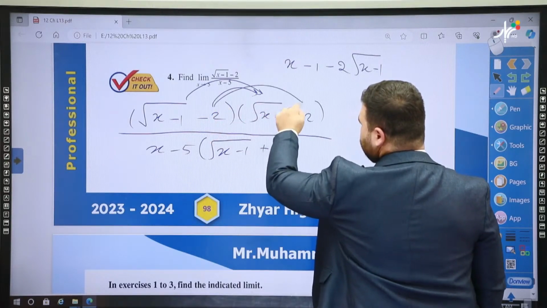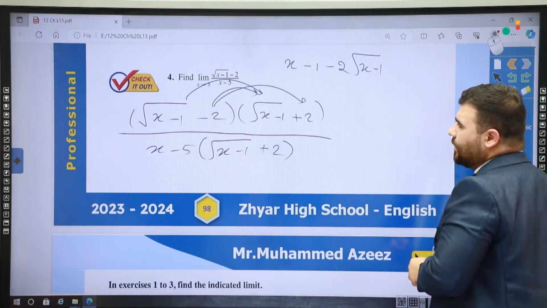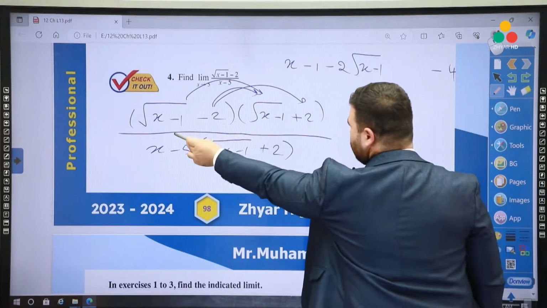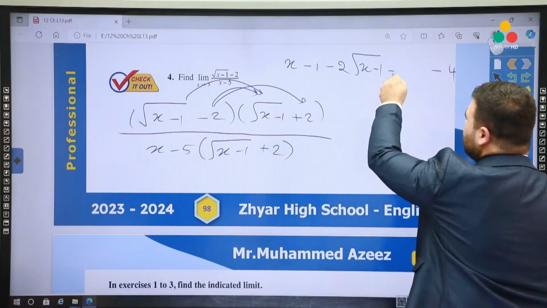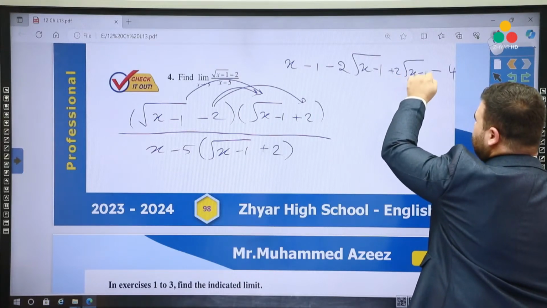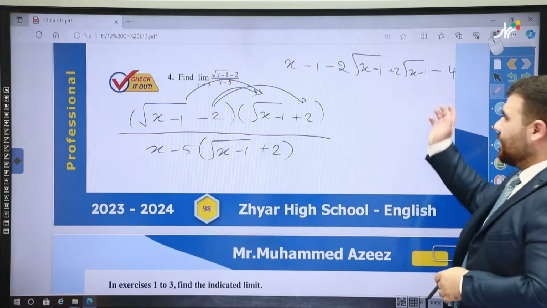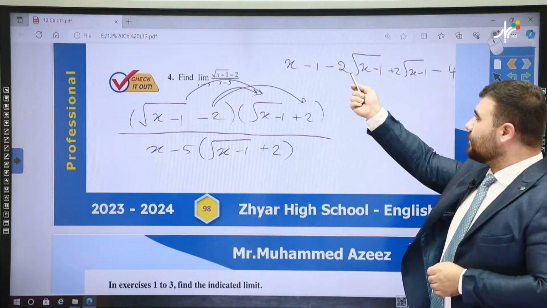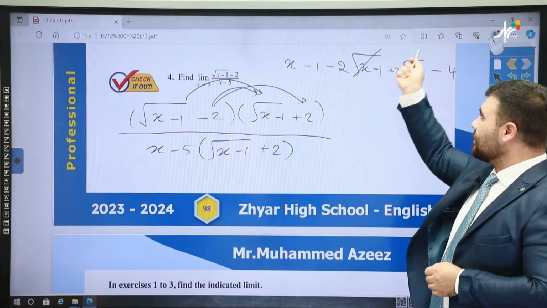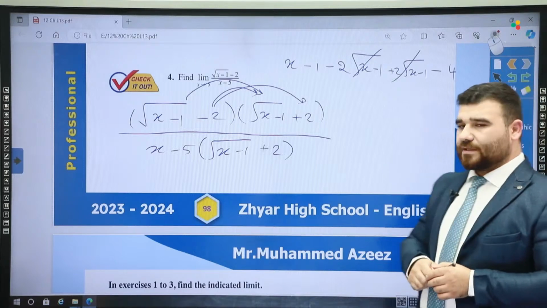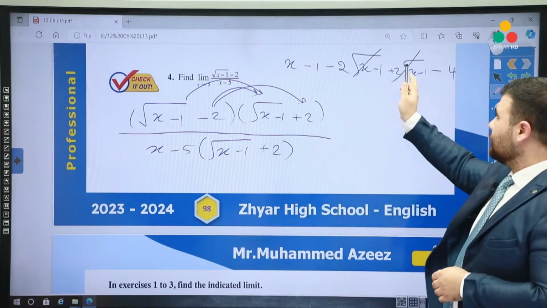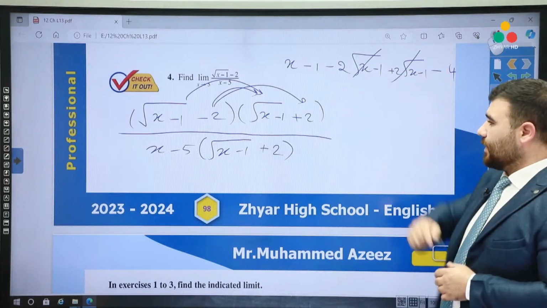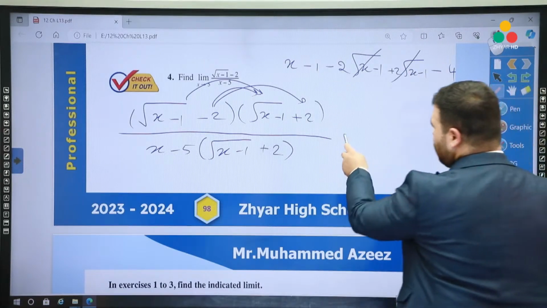Then negative 2 times 2 is negative 4 at the end. And square root of x minus 1 times 2 is positive 2 square root of x minus 1. In any order we multiply, it doesn't matter. Now we see this minus 2 square root of x minus 1 will be cancelled with the plus 2 square root of x minus 1. What's remaining is x minus 1 minus 4, which means x minus 5.